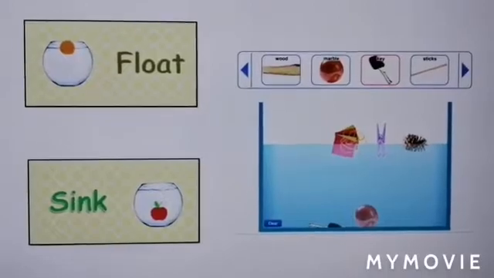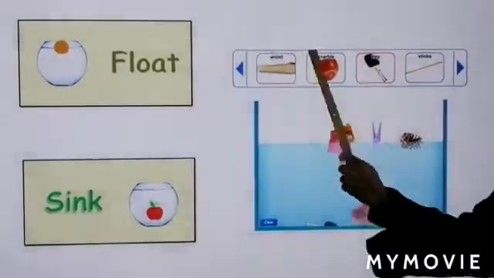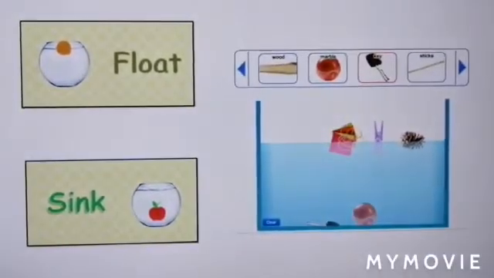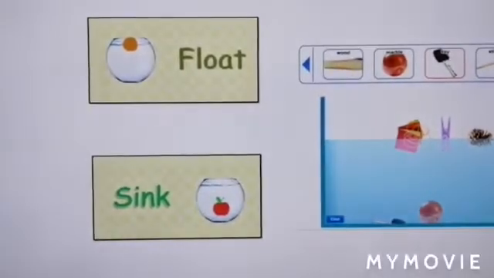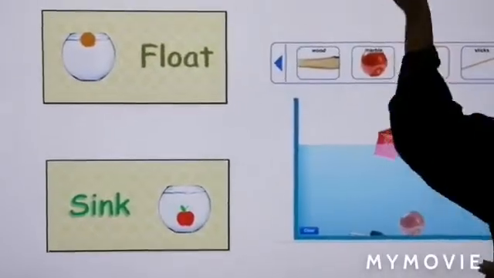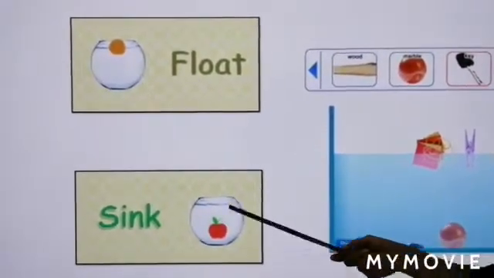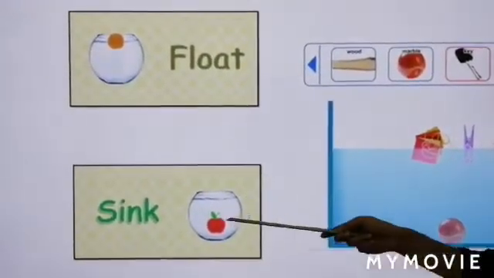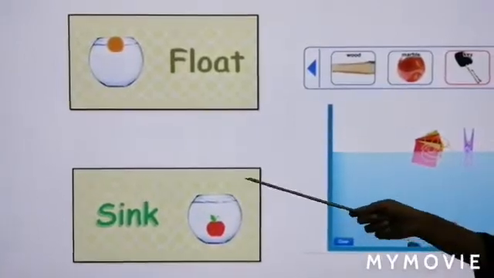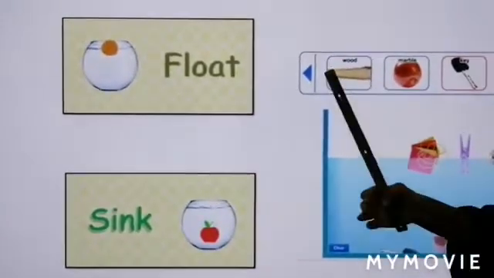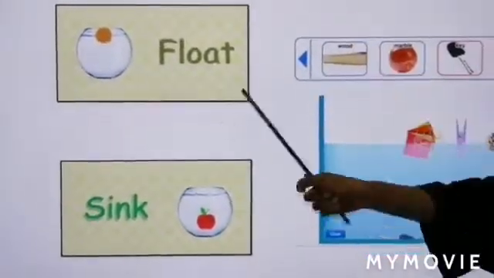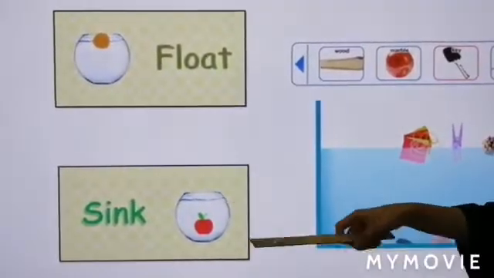This week we are going to learn about sink and float. What is sink? The things around you that go in the water, it's called sink. Can you see, for example, an apple? If you take an apple in a container of water and you drop it inside, it will sink.